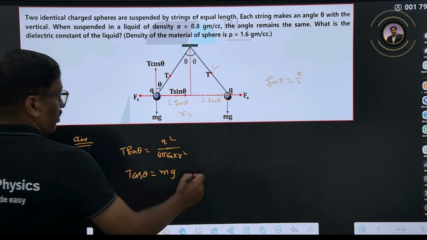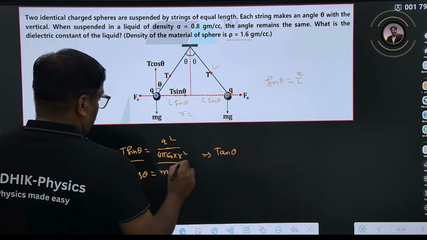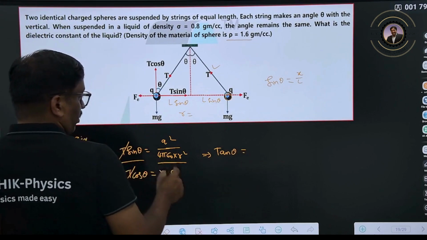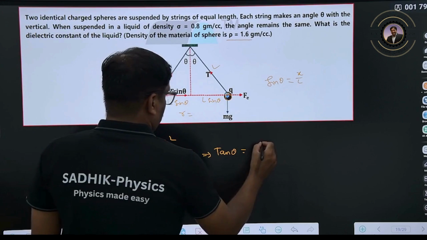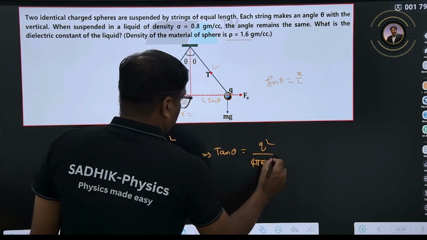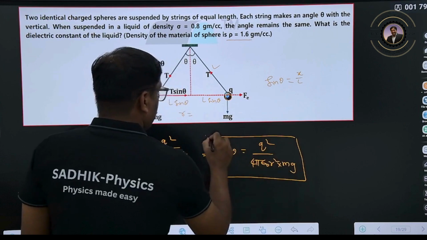So what can you write now? Therefore here tan theta, you can divide these two, so the tension cancels. Tan theta is equal to how much now? So therefore q square by 4 pi epsilon naught into r square into mg. Clear?